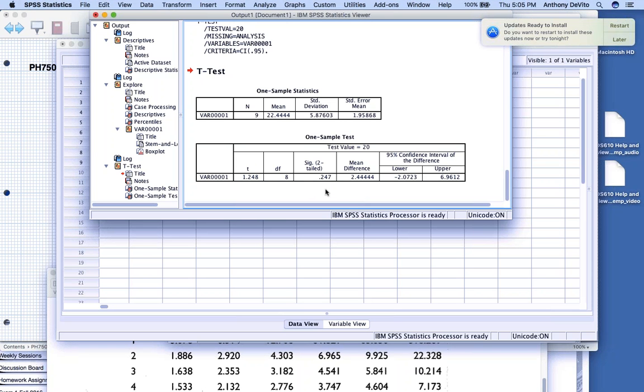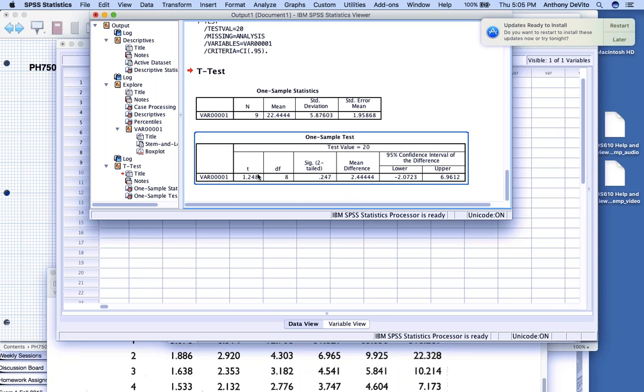That's almost 25%. If we want to be 95% certain we're right, that means we want less than a 5% chance of being wrong. So we need this t-value to be more than 2.3. We have a name for that. We call that a critical value of t. And we need our significance level to be less than 0.05 for the same reason.